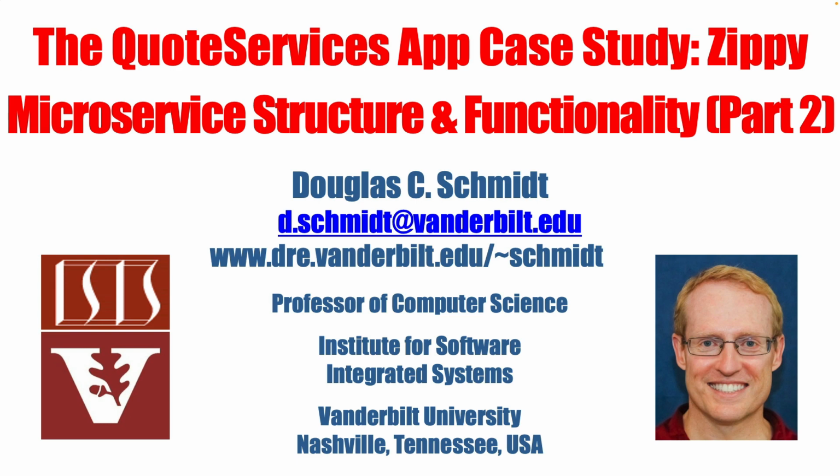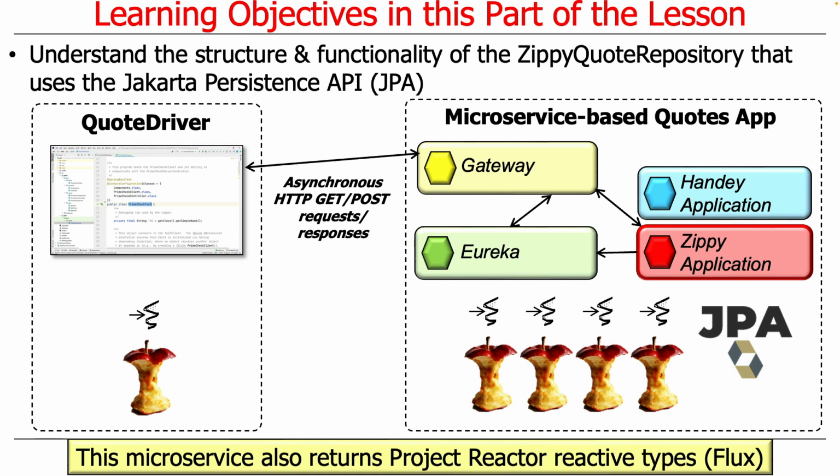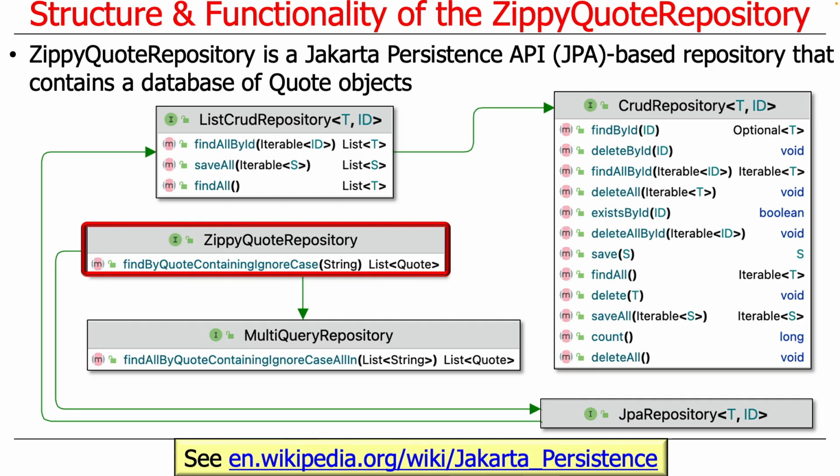So let's go ahead and pick up with part 2 of this case study. And in this part, we're going to talk about how the Zippy quote repository and its associated other helper interfaces and implementations will be used in conjunction with the Jakarta Persistence API, or the JPA. Remember, once again, we're returning reactive types, but that's only via the service, which plays the role of an adapter to take the lists that are returned by the Zippy quote repository and convert them into fluxes.